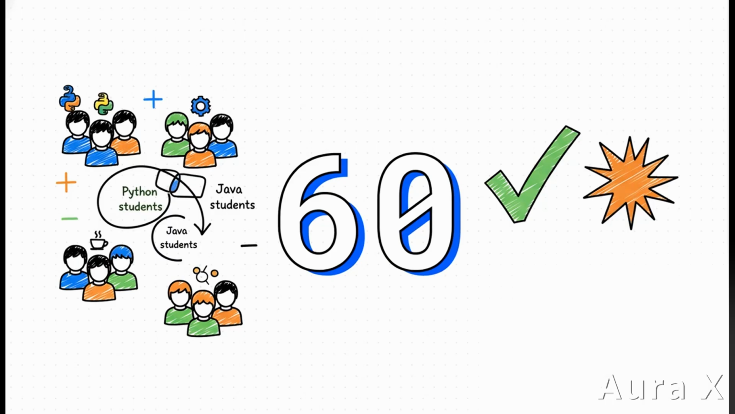Okay, so let's apply this to our original problem and get the right answer. We take our 40 Python students, we add the 30 Java students, and now for the crucial part, we subtract the 10 we counted twice. And there you have it. The real answer is 60.